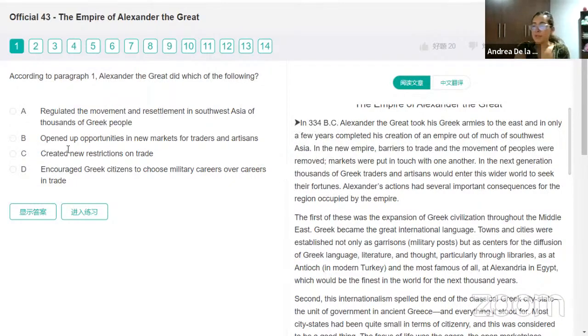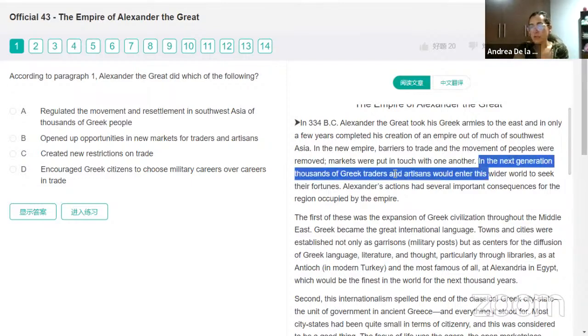Buscamos si hay alguna otra que diga eso. Removed barriers to trade and the movement of peoples. Este dice opened up opportunities, no. Created restrictions, no. Encouraged, tampoco. Ninguna dice que eliminó estas barreras. Entonces seguimos bien. Seguimos leyendo hasta que encontremos la respuesta.